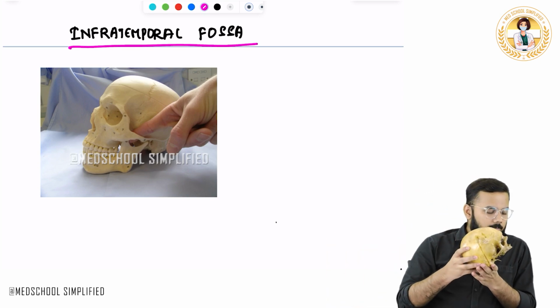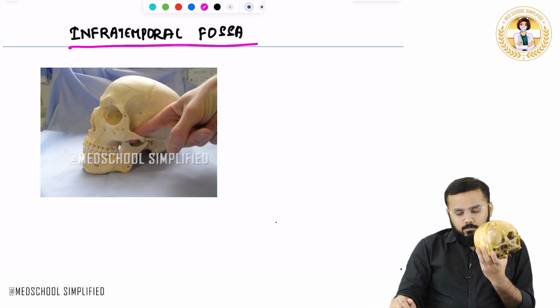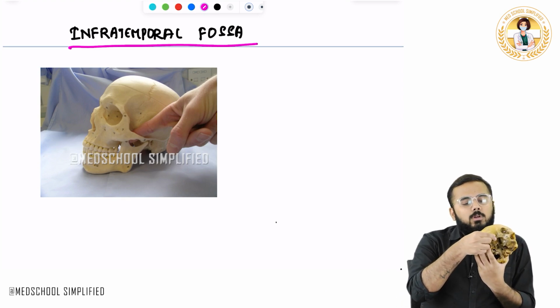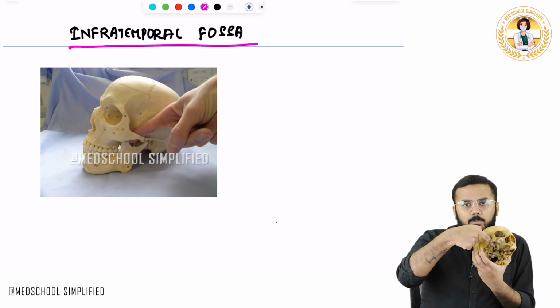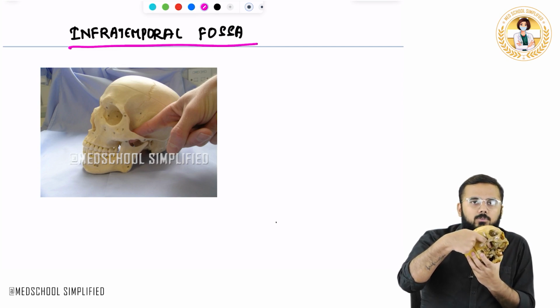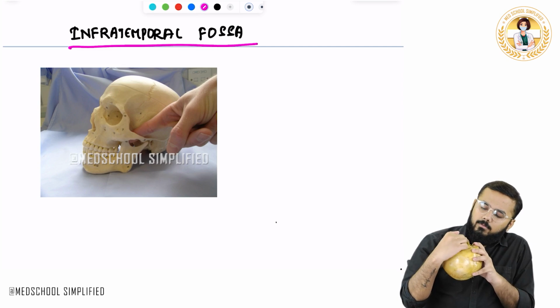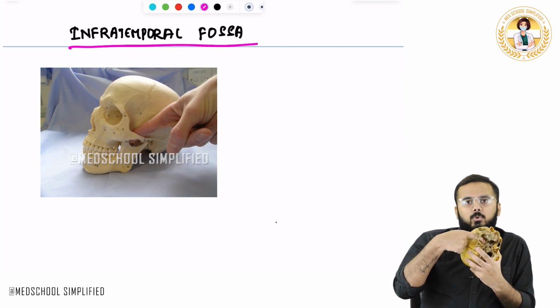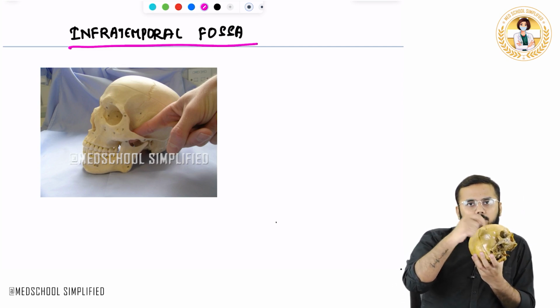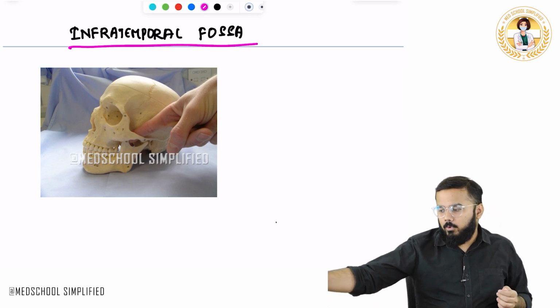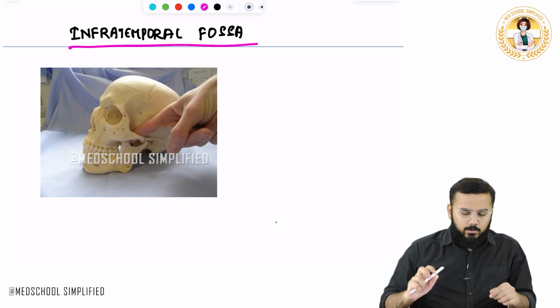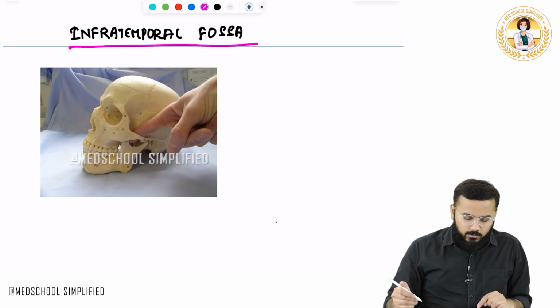For example, if you look at the skull, this part is called the zygomatic process. Now if I put my finger inside the zygomatic process like this, the place where my finger is resting right now is called your infratemporal fossa. So this is your infratemporal fossa. Let us see what the borders of this particular infratemporal fossa are.